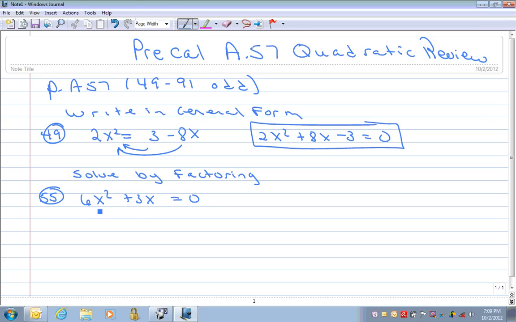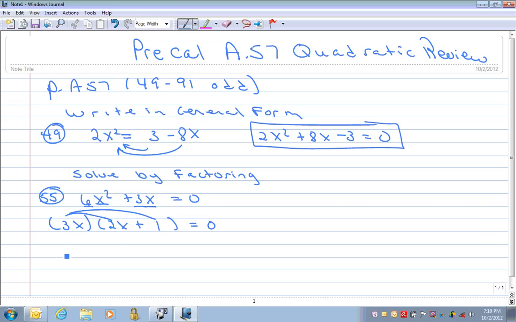Alright, the first thing I see is you should get your math intuition going, and you should recognize that there's a common factor between 6 and 3 of 3. And there's a common factor between x squared and x of x. And then you've got one of your factors is 3x. Then you would have a 2x plus 1 inside the parentheses. So just so you know what we did, 3x times 2x would be 6x squared, and 3x times 1 gives you 3x. So that's where that is. There are your two factors.